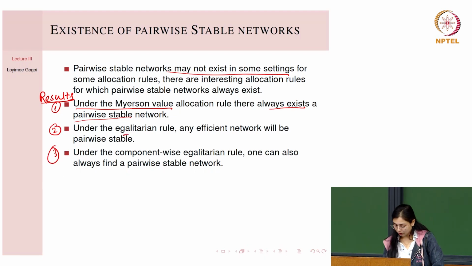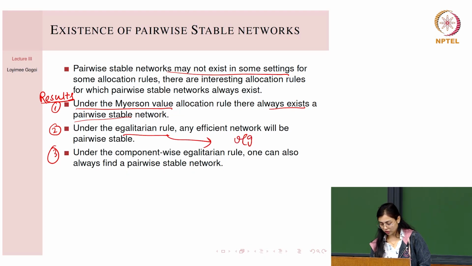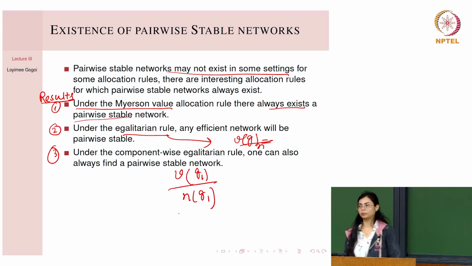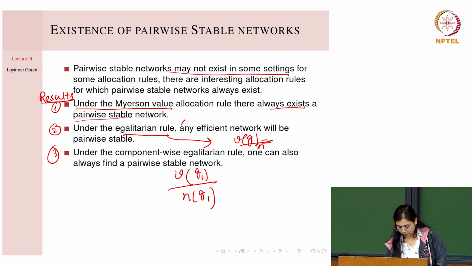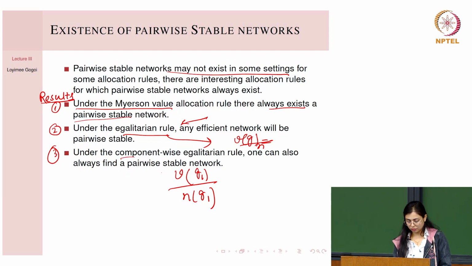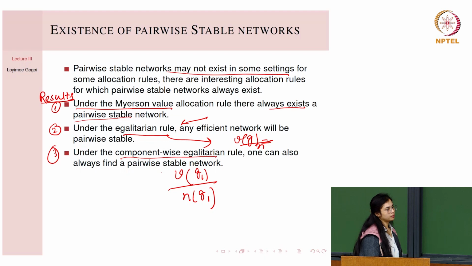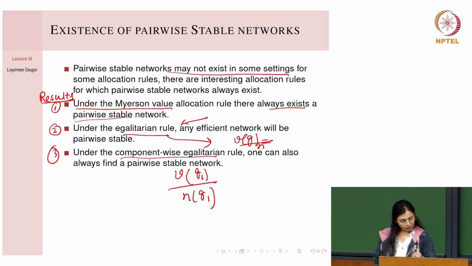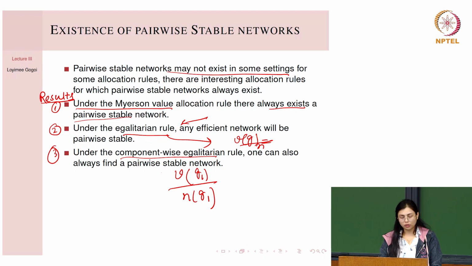Do you remember what egalitarian is? It is equally distributed among the players, right? And the component-wise one is equally distributed among the players in that component. We can say the egalitarian allocation rule is balanced, and the component-wise one is component balanced. So these are the classes of allocation rules where there always exists an efficient network that is pairwise stable.